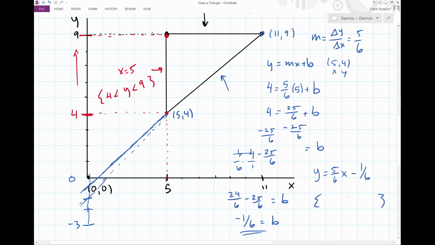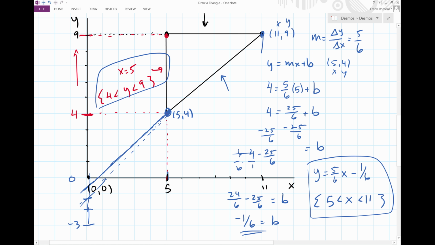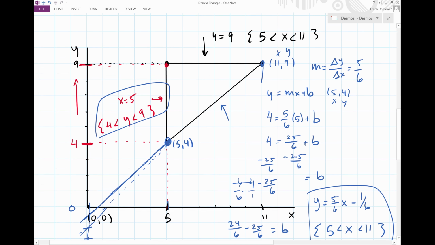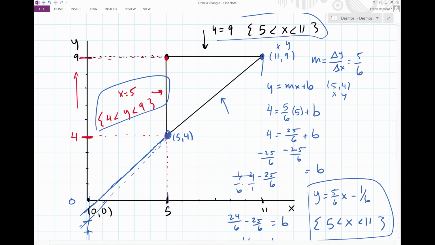And this is controlled by x. Okay, from where to where? It looks like from this point, which is 5, to this point, to x equals 11. Okay, and there is my other equation. And then this one, and where's the other one? It's up here. All right, now let's see if that works for Desmos.